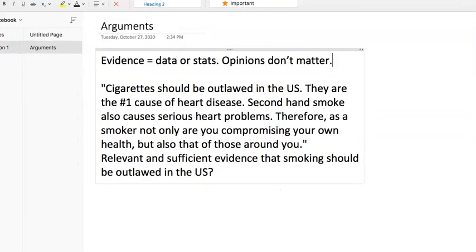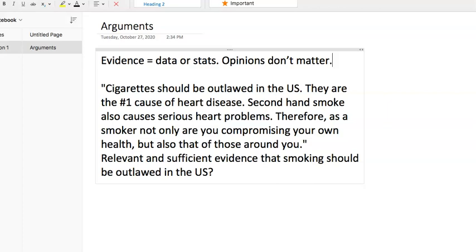All right, so let's take a look at arguments. In this, you'll always have a passage, and then you'll be asked whether or not the evidence supports what the author is trying to say. And so, as a starting point, evidence equals data or statistics.